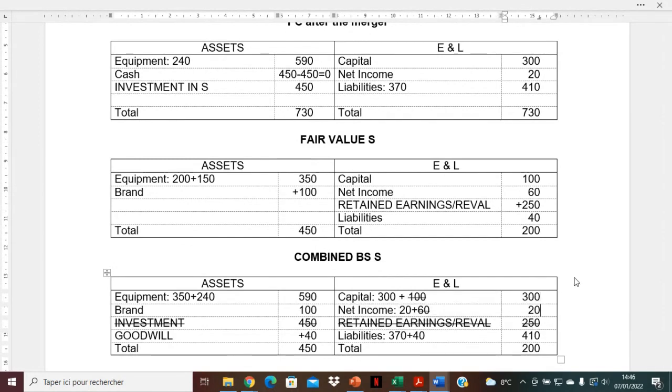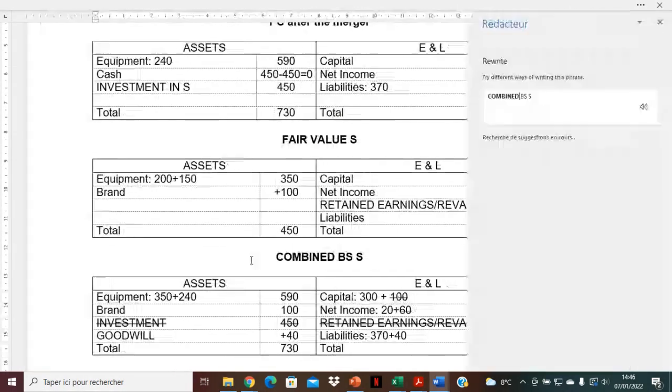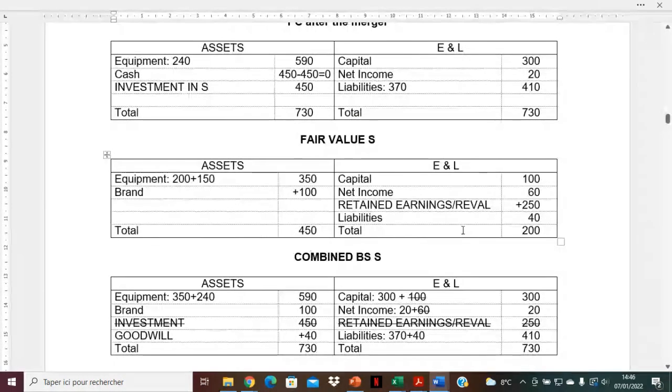So final capital is 200. And on both sides of the balance sheet now, we have 730, with total equipment value 490, brand name, and all the rest. And if you compare to that of the statutory merger, you see that it's exactly the same.